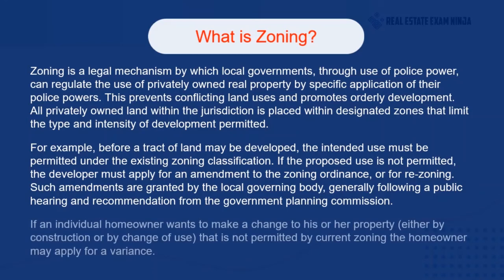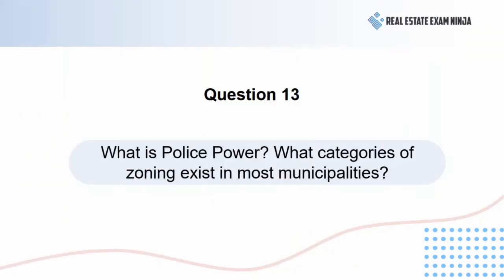the Government Planning Commission. If an individual homeowner wants to make a change to his or her property, either by construction or by change of use, that is not permitted by current zoning, the homeowner may apply for a variance. What is police power? What categories of zoning exist in most municipalities?